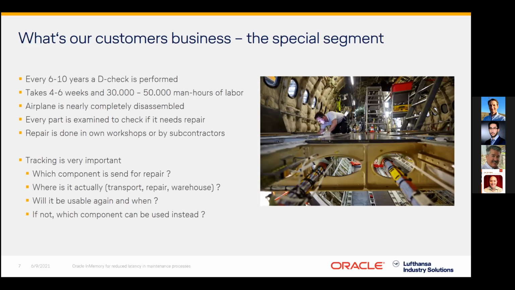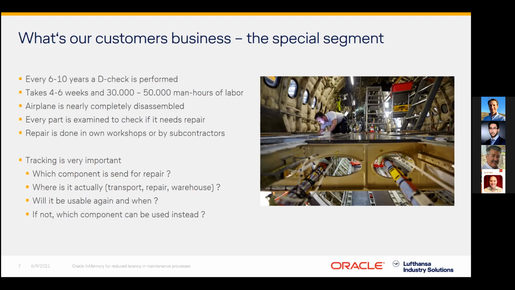As an aircraft consists of several million parts, it takes 4 to 6 weeks and 30 to 50,000 person hours to complete the D-check. If parts are found that need overhaul or repair, these are transferred to the customer's own workshops or to subcontractors. The big challenge is to keep track of all the parts that were disassembled, because in the end, they are all needed to put the aircraft together again. So tracking is an extremely important activity in the process.